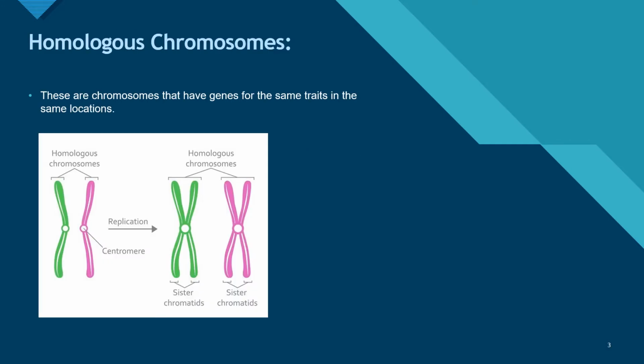So homologous chromosomes are something that we see in meiosis. They are the chromosomes that have genes for the same traits in the same locations. Each gene has a particular position on its chromosome. So this is what's called a locus, or for plural, the loci. And the two chromosomes of a homologous pair carry genes for the same trait at the same locus. So you can see that's what's happening here. And these are sort of what make us who we are.